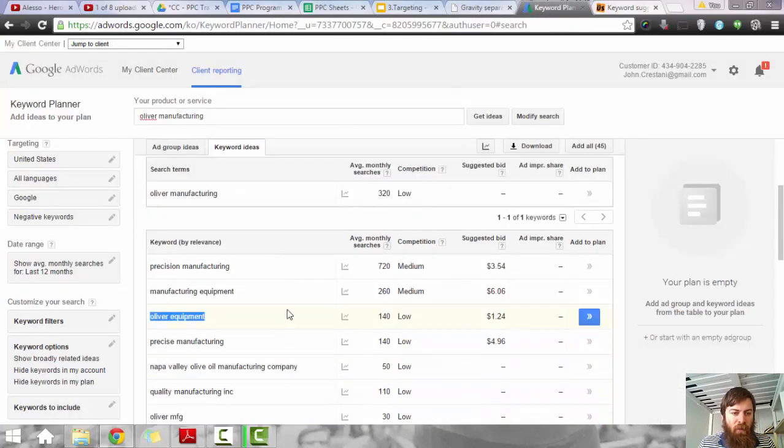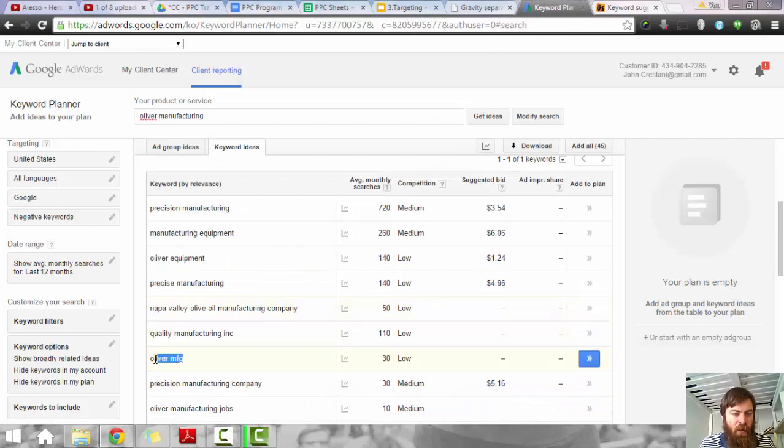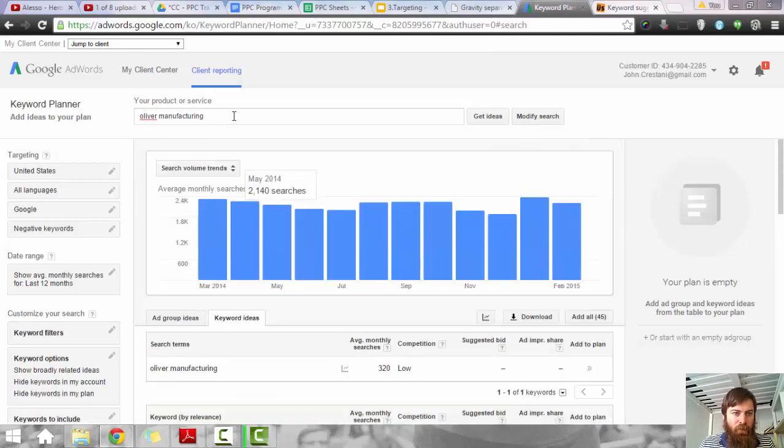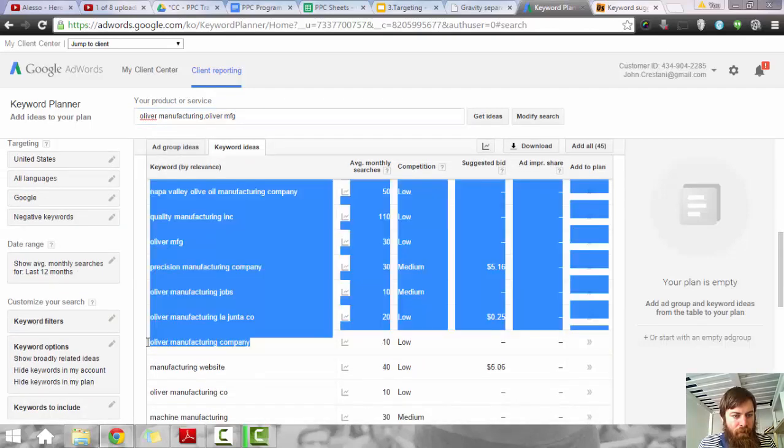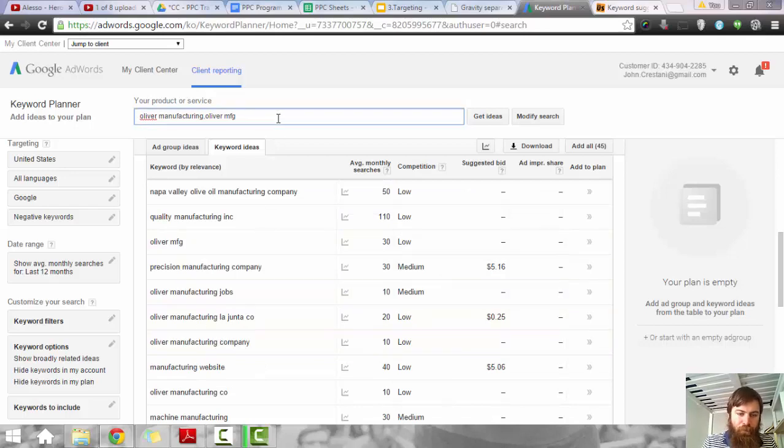Then let's try Oliver Manufacturing. We're not here. Here's one, Oliver MFG. That's good. Oliver Manufacturing Company. Great. Oliver Manufacturing, La Junta, Colorado.